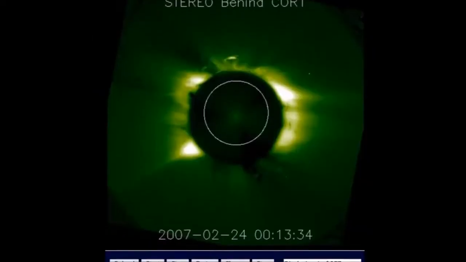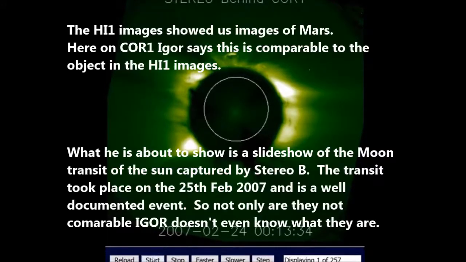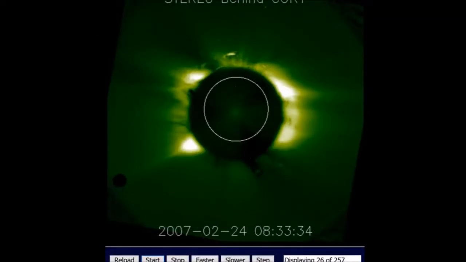And now take a look at this one here. This object is coming from the right side, from the angle of the right side. You will see it in just a moment. Here, no, sorry, it's on the left side. I'm sorry, the following sequence is on the right side. Look at the size of this object, and this white circle that you see in the middle of the screen is the size of our sun.